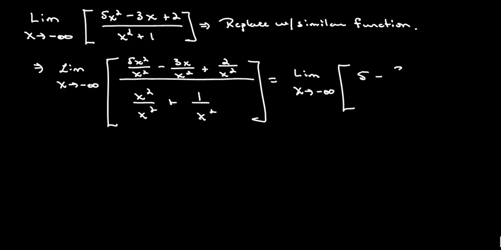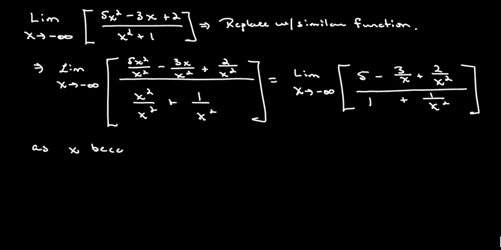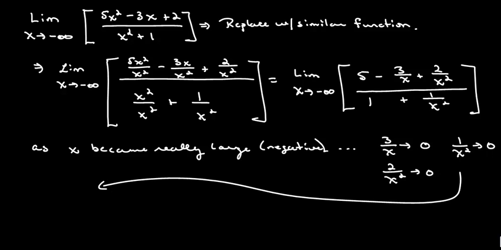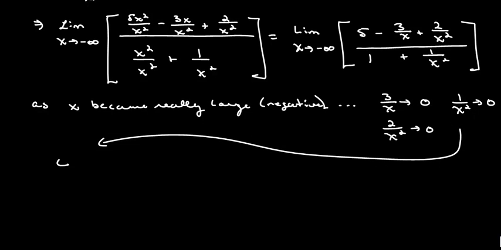Now notice we're approaching negative infinity, so we have to be a little bit careful there. It's not going to pose a problem here, because whether we approach negative infinity or positive infinity, those back values that are divided by the x go to 0. So as x becomes really, really large, either positive or negative, in this case the negative, 3 over x goes to 0, 2 over x squared goes to 0, and also 1 over x squared goes to 0. You should check those on your calculator, graph them out, and make sure that, yes, they do actually go towards 0.